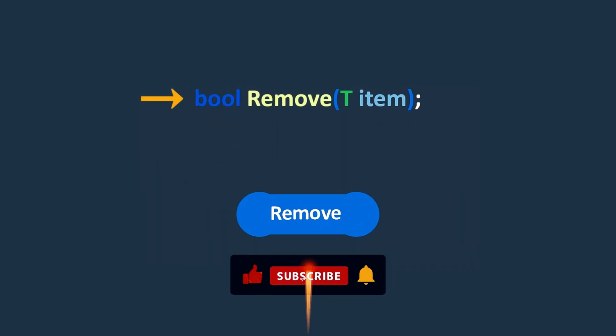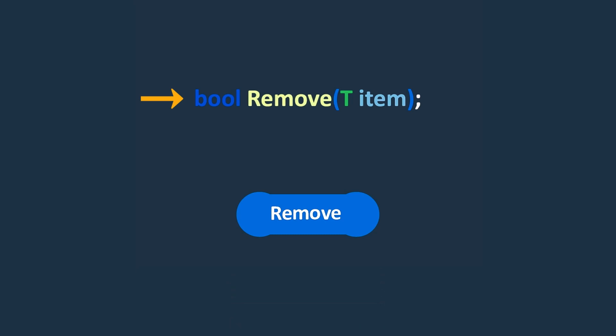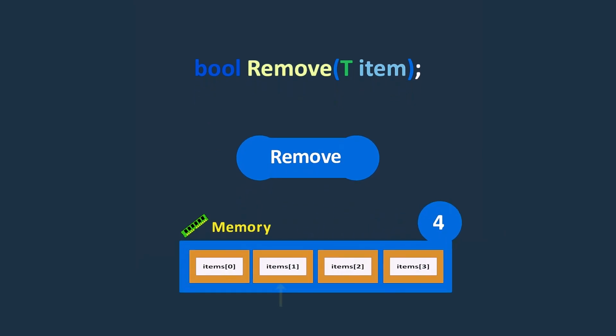This is the syntax of this method. This method allows us to remove the first occurrence of a specific element from a list. As you can see, it takes an item as a parameter and returns a Boolean value. If the item is found in the list, the method removes the item, and the remaining items are shifted to fill the gap.